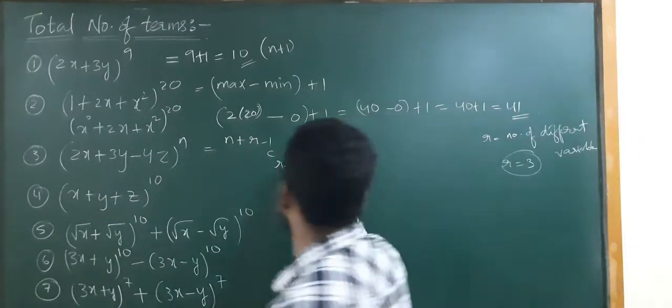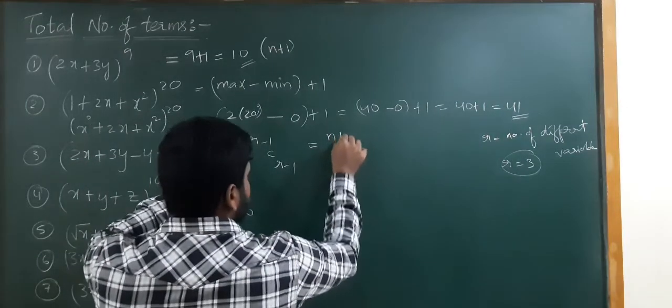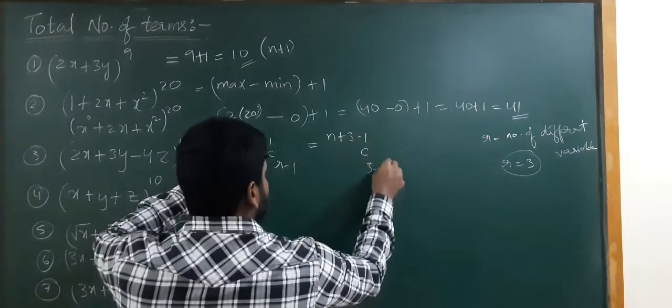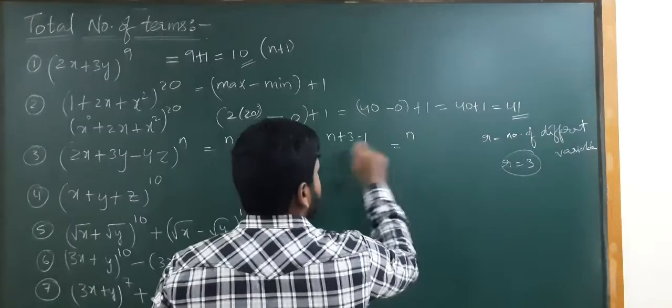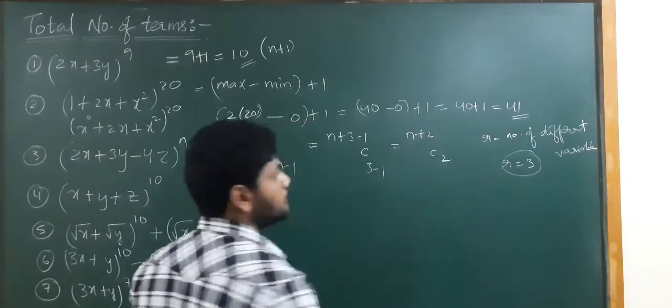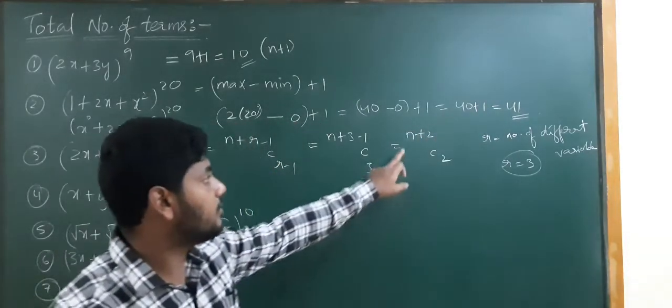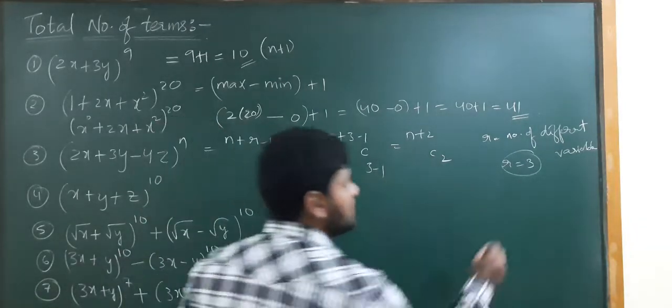If it is r, what is the formula here? n plus 3 minus 1 C 3 minus 1, which is equal to n plus 2 C 2. This is in the form of nCr. What is the nCr formula?